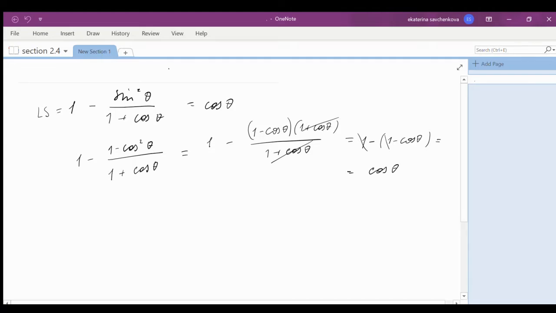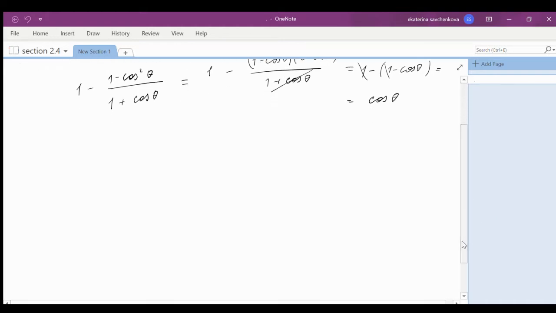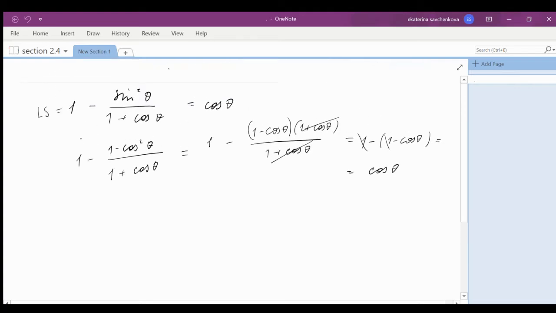Okay, let's move to my next example. I'm going to scroll a little bit up. And my next example is going to be 1 minus cotangent square of theta divided over 1 plus cotangent square of theta, plus 2 cosine square of theta equals 1. This is example 2, or it was B actually.